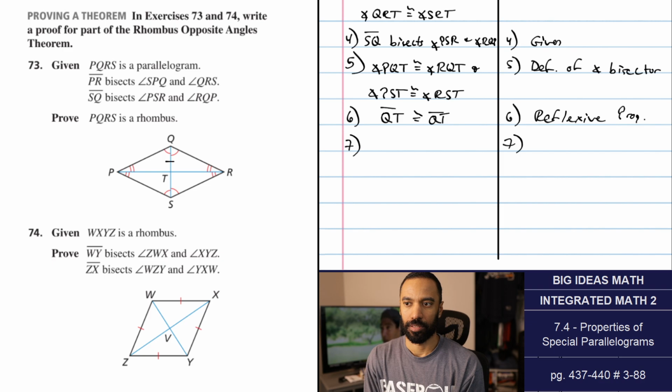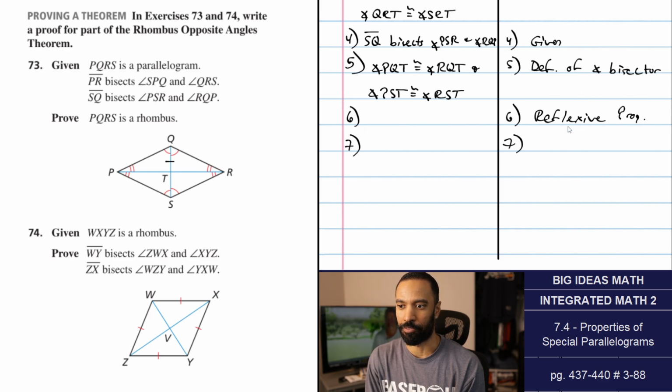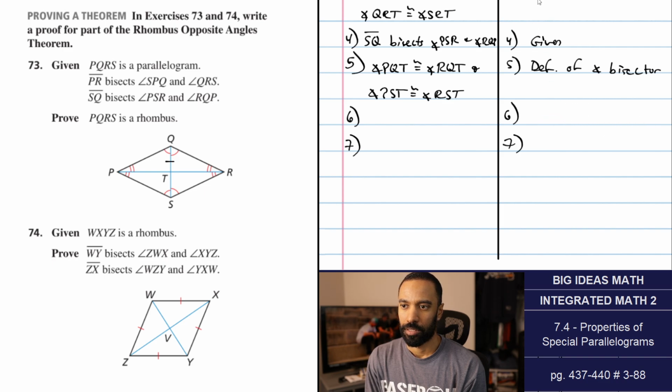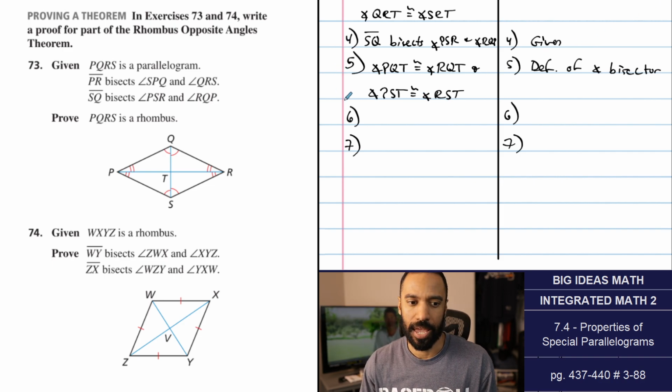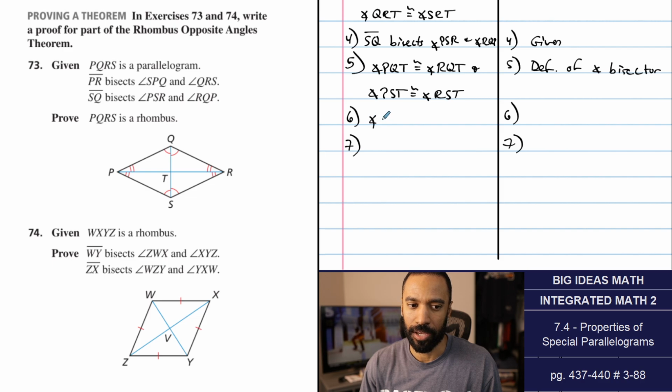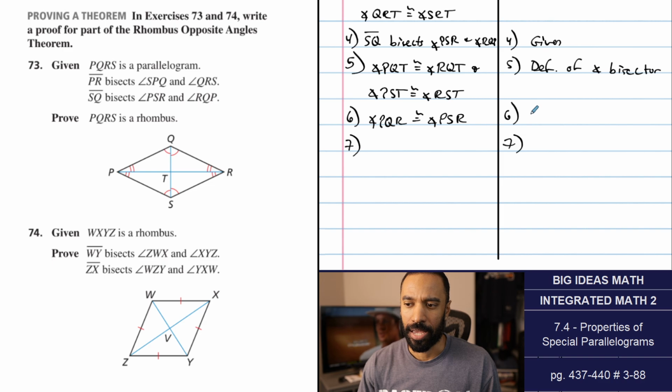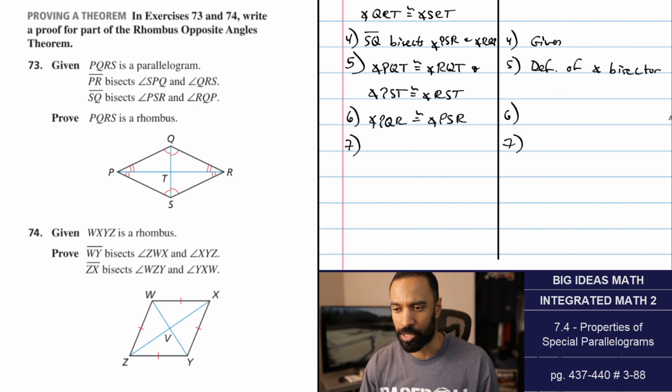Let's switch this QT. I'll save the reflexive property thing for a moment. Let's go with the parallelogram part. I'm going to say angle, the big angle Q, angle PQR is congruent to angle PSR by parallelogram opposite angles theorem.